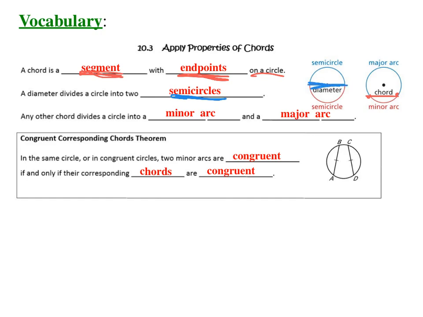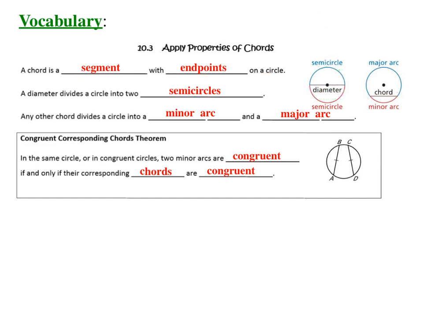The other thing you need to remember is that if a chord is a diameter, it's going to create a semicircle. So a diameter is just a special case where the chord is running through the center of my circle. So in this picture on the right, it's creating a semicircle up above and obviously a semicircle down below, because what I'm doing is splitting the entire circle, 360 degrees, into two separate parts.